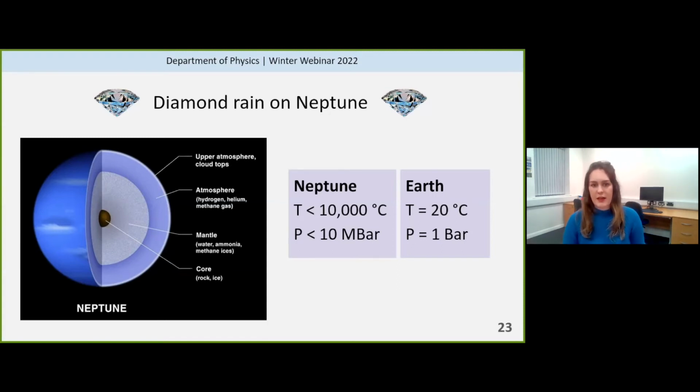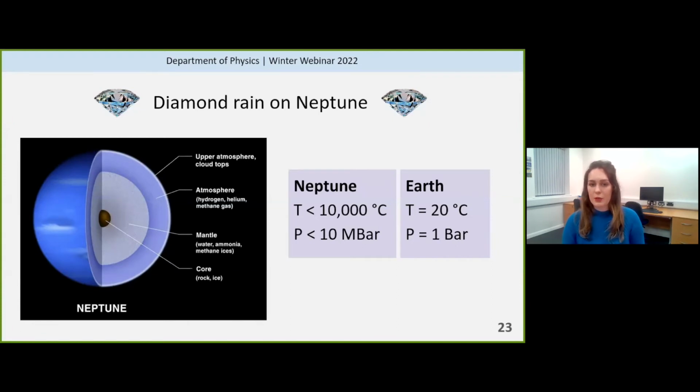Now, the atmosphere and the conditions on Neptune are quite extreme, so it can reach temperatures of tens of thousands of degrees Celsius, and it also has pressures of around 10 million bar. Again, for comparison, to us on Earth, the average temperature of the atmosphere is about 20 degrees Celsius, although I'm fairly sure it's not 20 degrees outside now. And the pressure that we experience is around 1 bar. So we reach temperatures that are substantially higher and pressures that are literally 10 million times higher. So some really extreme conditions there.